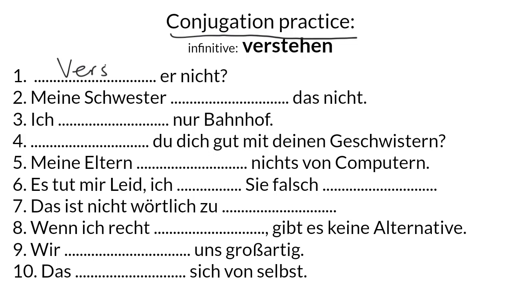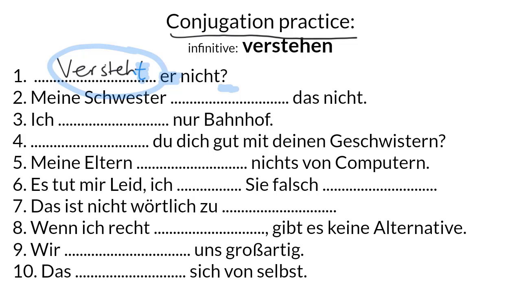Versteht er nicht? Doesn't he understand? Now we can see that we've got a subject here, which is connected to the t ending in the present tense. That's why I've got the t ending. It's a question, which is the reason why the verb is at the start of the sentence. In English, we have this doesn't, this does, and then the not afterwards. But in German, we don't have that helping verb does. We just go straight to the verb.